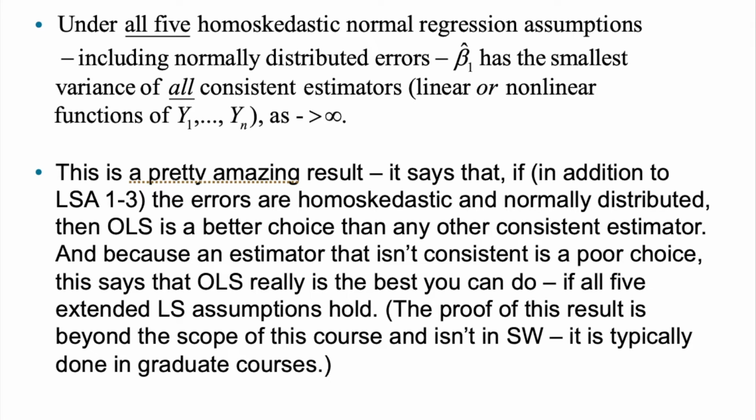Okay, so this result says that if, in addition to the least squares assumptions 1 through 3, the errors are homoscedastic and normally distributed, then OLS is a better choice than any other consistent estimator. And because an estimator that isn't consistent is a poor choice, this says that OLS is really the best you can do if all 5 of the least squares assumptions hold.